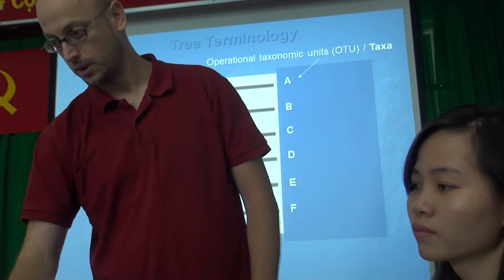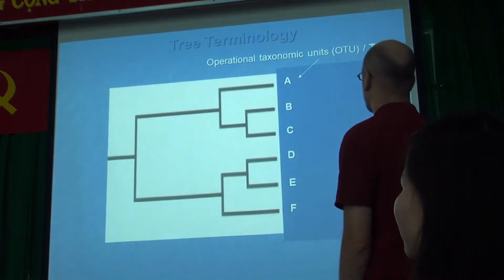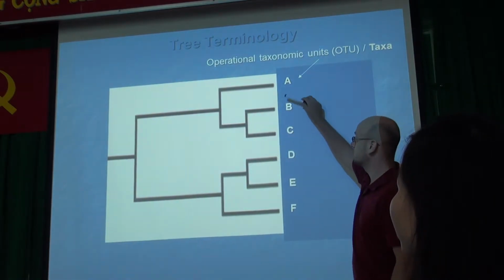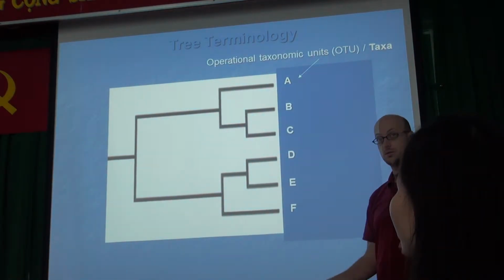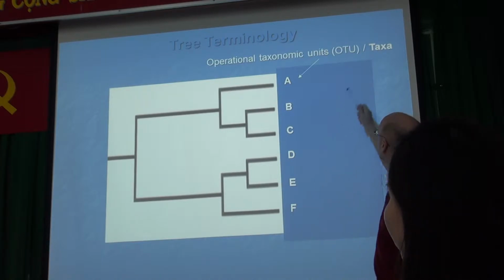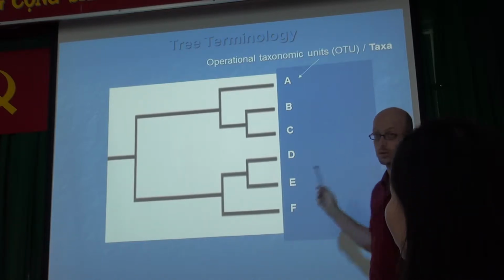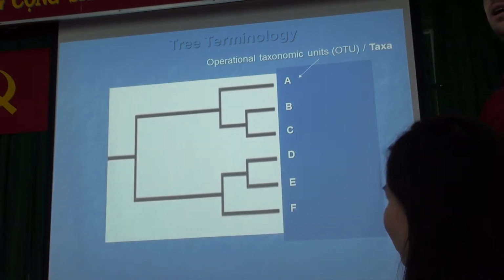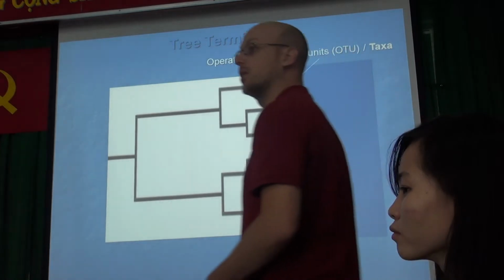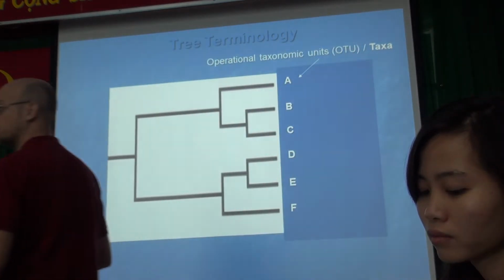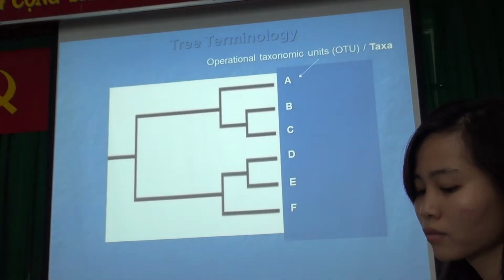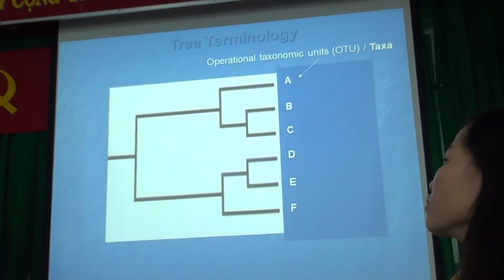So, a little bit of terminology. Our sequences that we used to build the tree are called taxa, or operational taxonomic units. We can call them OTUs, or taxa, or species, or classes, phyla. Doesn't matter as long as we know that they are taxa.